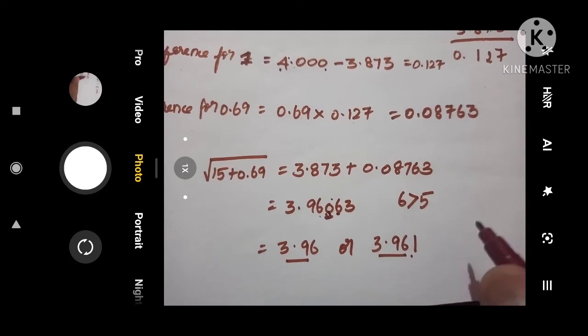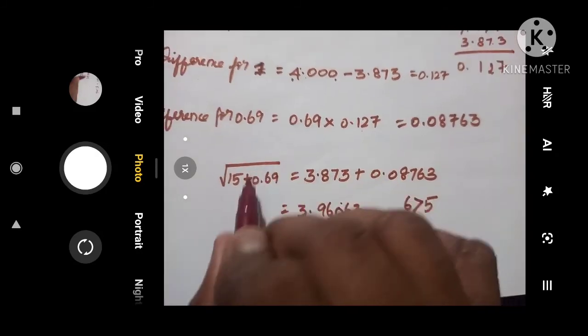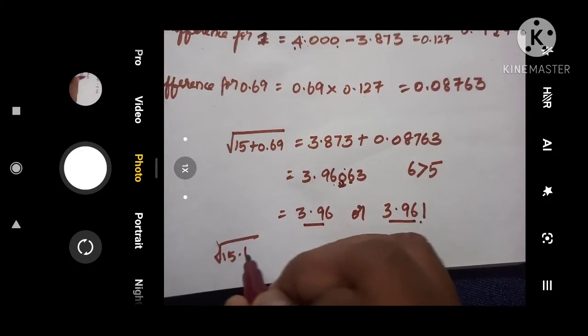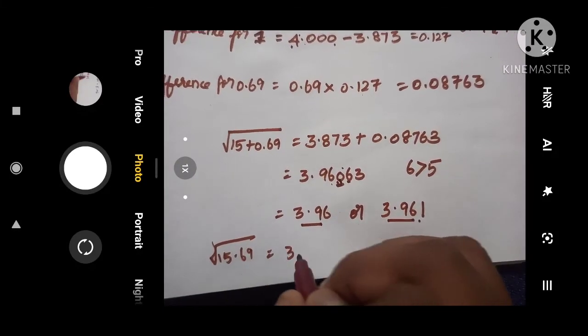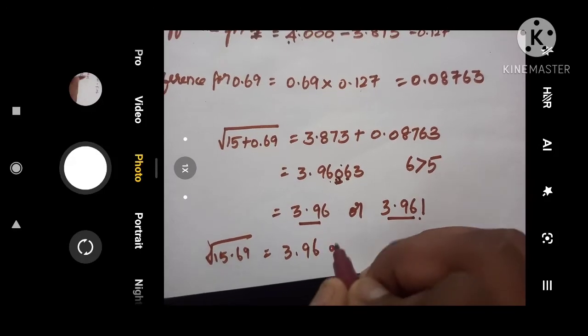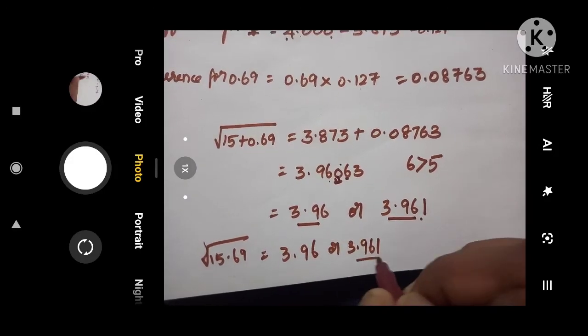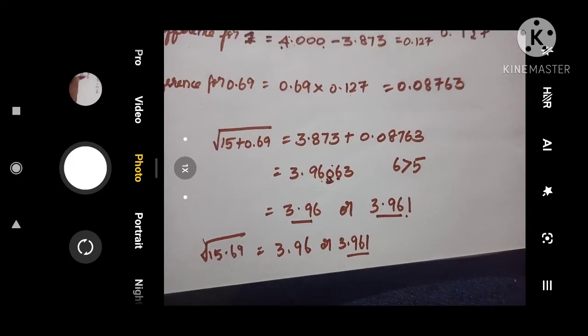Both are correct answers for the square root of 15.69 is 3.96 or 3.961 with the 3 decimal places.